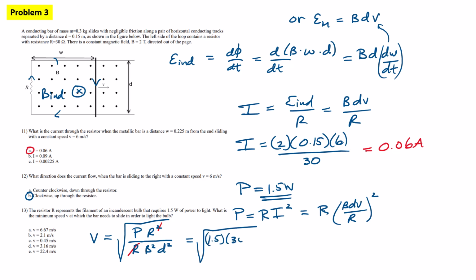All right, so now we go ahead and we substitute 1.5 for the power. I'm left with 30 ohms as my value of the resistance. The field is 2, that gets squared. And now we also have that distance is 0.15 meters, that also gets squared. All right, we put those numbers in the calculator, and I think you should get 22.4 meters per second. That's how fast you have to move in order to generate that much current that's required for the power to be 1.5 watts. E is the correct answer.